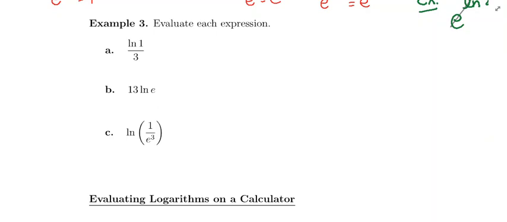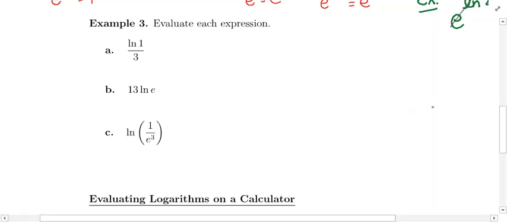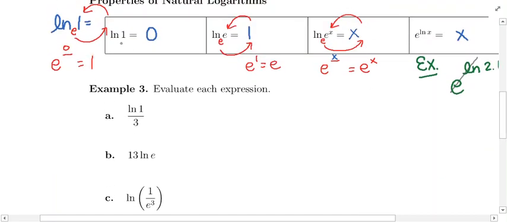In part A, we have the natural log of 1 divided by 3. Well, if we scroll up, we know that the natural log of 1 is 0. So the numerator here is 0. The denominator is still 3. 0 divided by 3 is just going to be 0. So that is your answer here. This whole thing, natural log of 1 divided by 3, simplified to be 0.